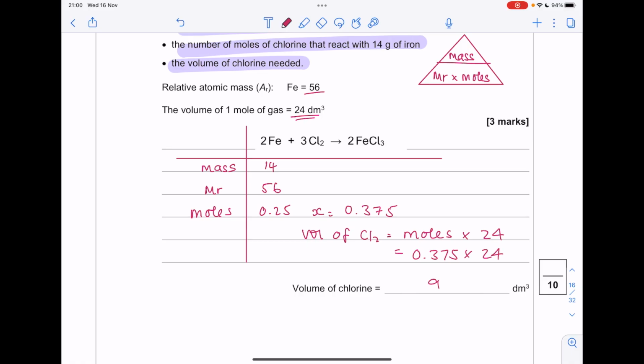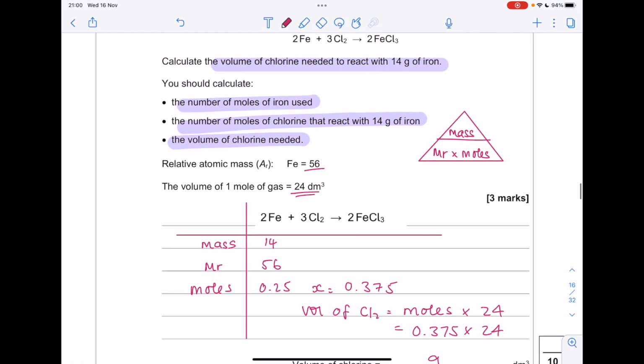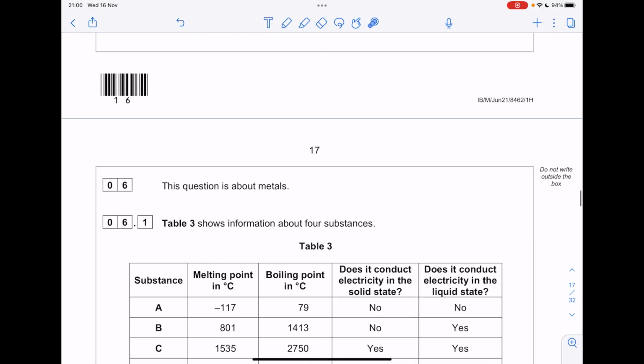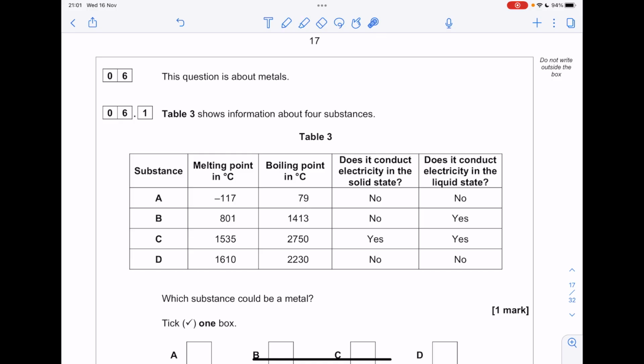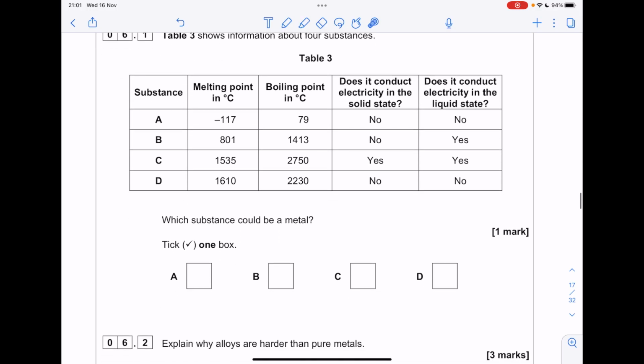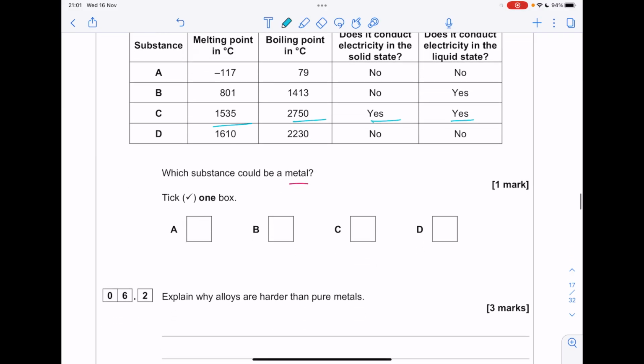9 decimeters cubed. So yeah, that's why I didn't really get too intense with this bullet point list, because I knew I'd get the answer with my table. This question is about metals. Table 3 shows information about 4 substances. Which substance could be a metal? Well, we're looking for high melting and boiling point, and also that it conducts both in solid and liquid state. That's obeying all my criteria.